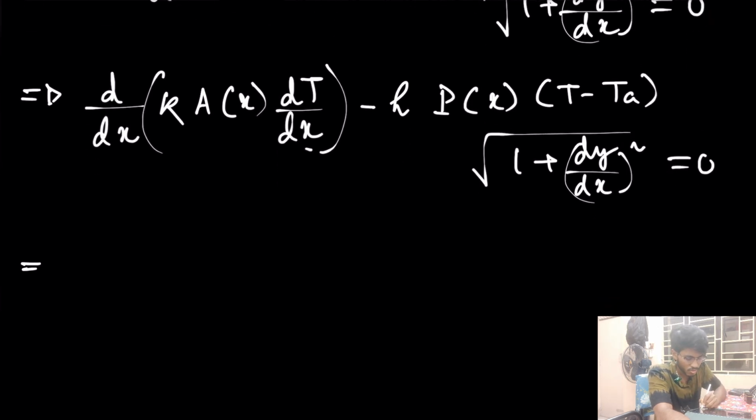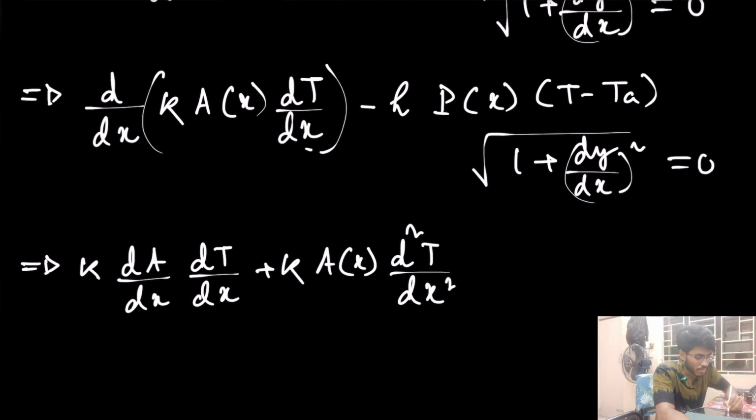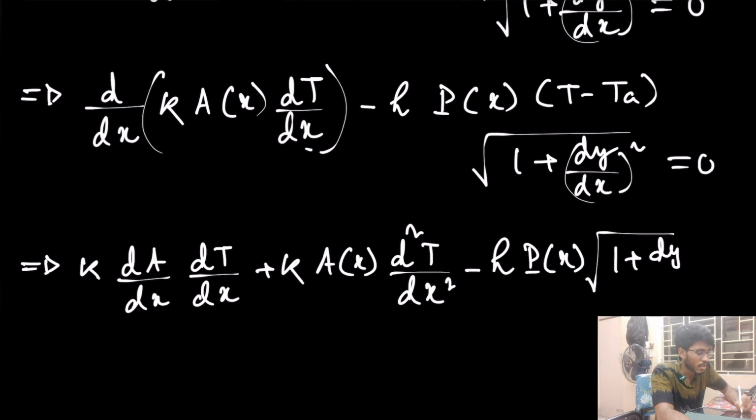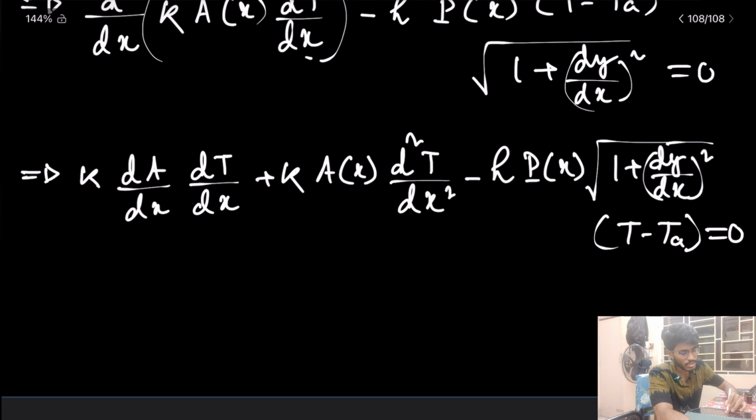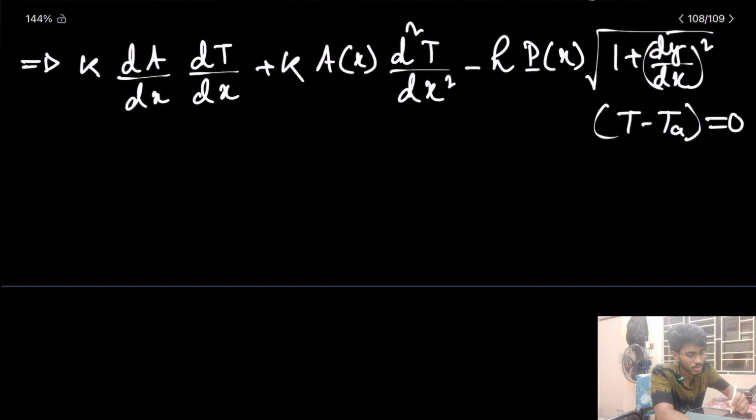Clear? So now if I take k as my constant, then this will become dA/dx into dT/dx, right, plus k into A of x, that is a function, and this one minus h into P of x into root over of 1 plus slope whole square, clear, into (T minus Ta). I hope that is clear to you, right? So now let us come to the specific problem. So we have to find some functions, right?